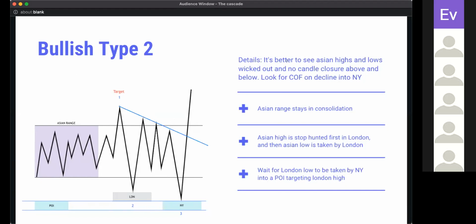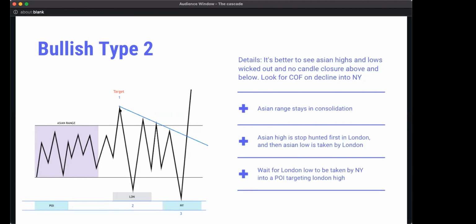It's better to see Asian highs and lows wicked out with no candle closure above or below. Look for clean order flow on the decline into New York. If you don't know what clean order flow is, it's just everything here mitigating. There are no gaps in the price. It's just mitigation on mitigation on mitigation down, and we clear the mitigation.